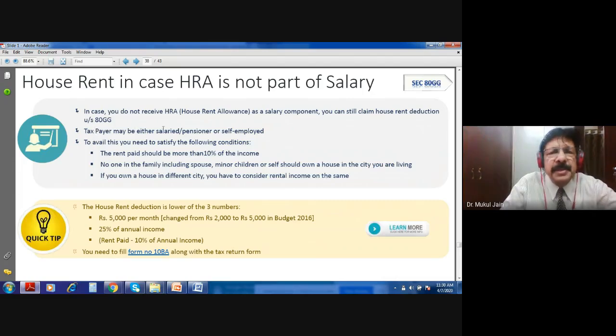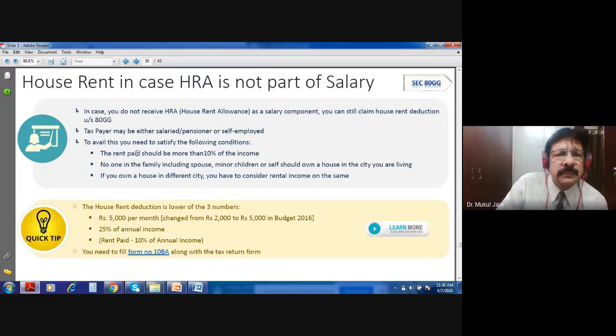The taxpayer may be either salaried or pensioner or self-employed. To avail this, you need to satisfy the following conditions. Suppose you are salaried, but you are not getting HRA from your employer, because everybody does not get HRA. In that case, he can also avail.